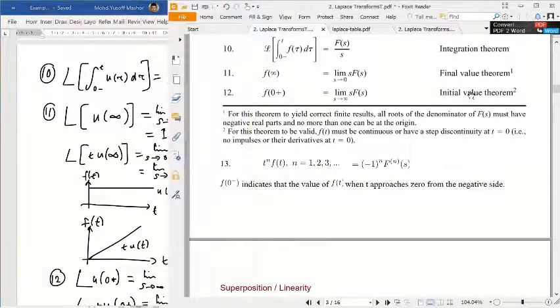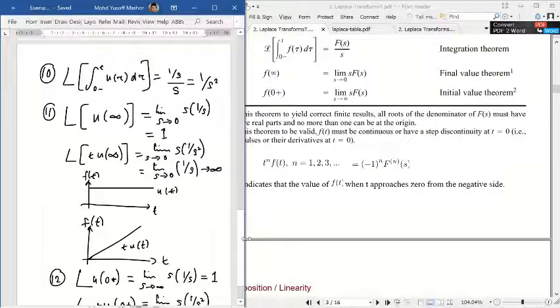Okay, initial value theorem. The initial value theorem is the theorem that we use to check the starting value of the function. In this case, look at this, it is 0 plus now, which means the value of that function immediately after 0. So the theorem says if you want to know the initial value of the function, you take the Laplace equivalent of that function, multiply with the s, but now you set the limit to infinity. Then you get the value.